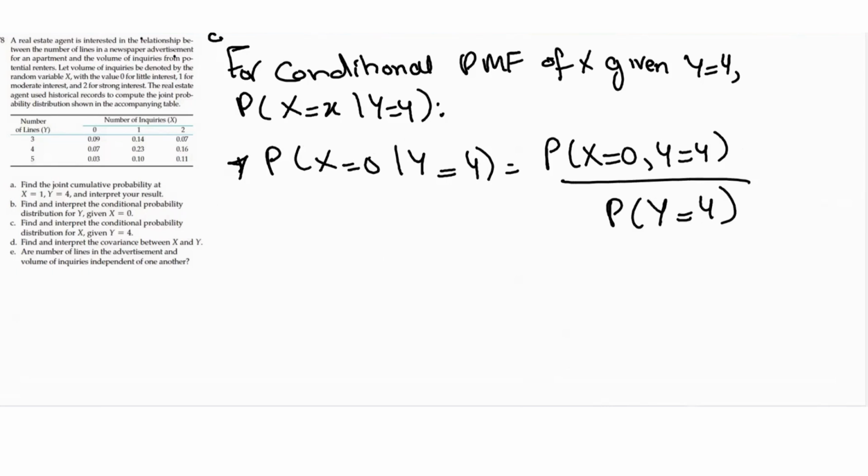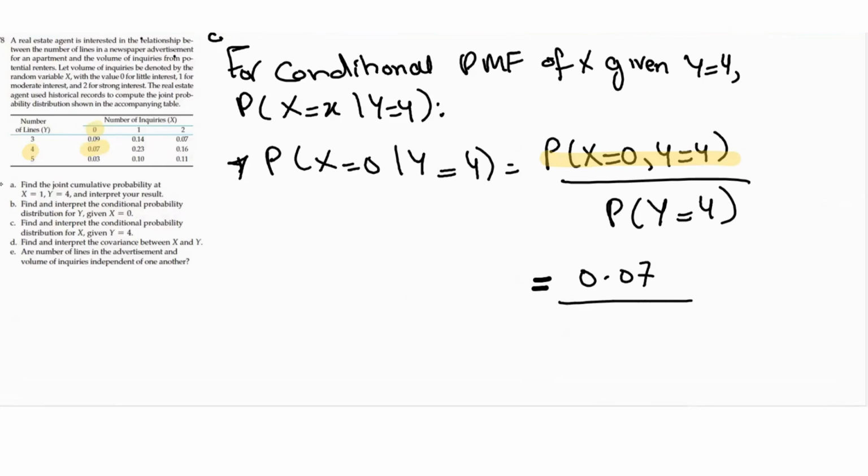Now this we know is the joint probability of x and y, which you can directly read from the joint PMF. This is where x is 0 and y is 4. So it's this value, 0.07, right? So this is 0.07.